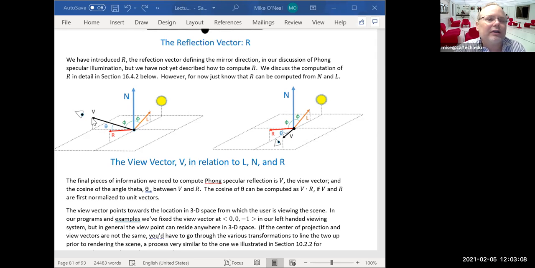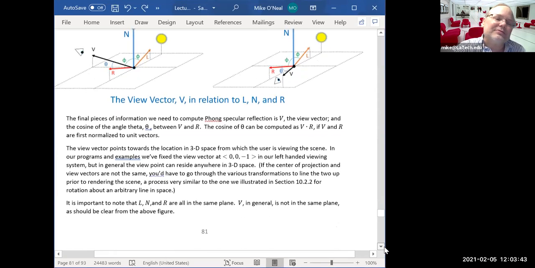So I tried to show your eyeball can be anywhere in relation to the reflection vector. So this angle theta is in a different plane than this angle phi. That's going to complicate things a little bit because you can't really derive the angle theta here from L and R. You're going to have to take the view vector into account as a separate calculation in a separate plane. We'll get to the details.